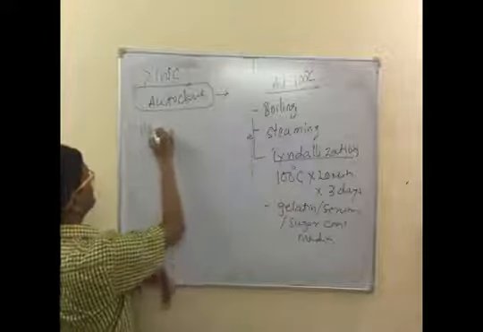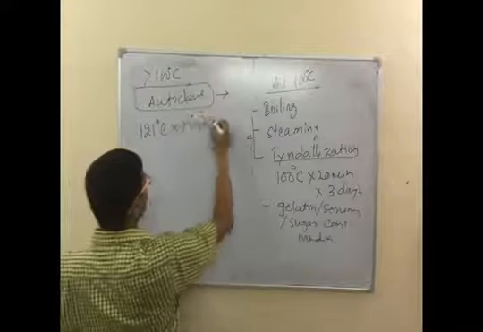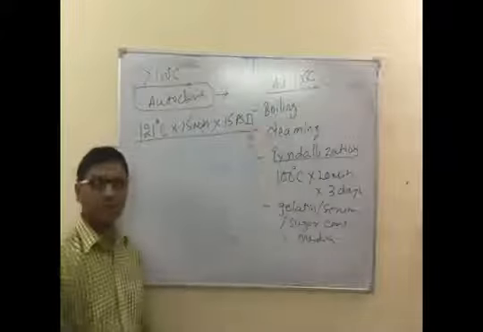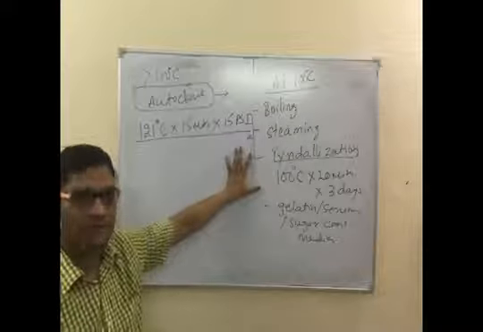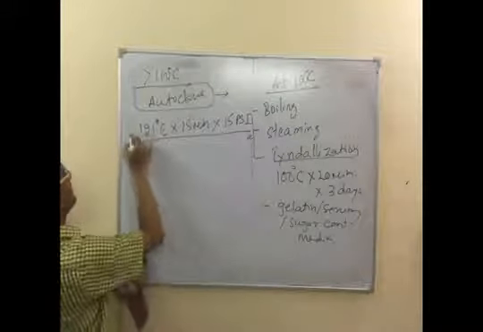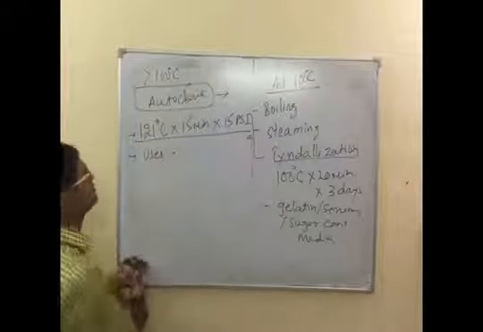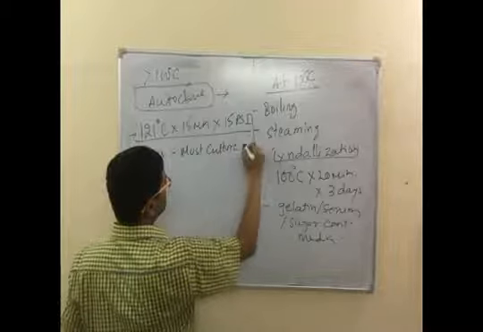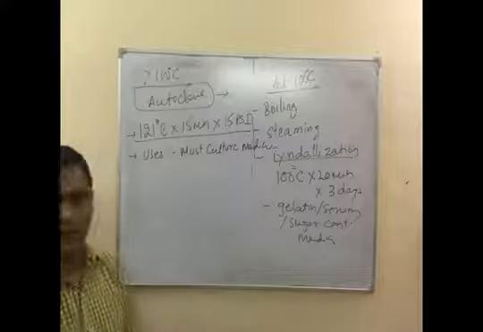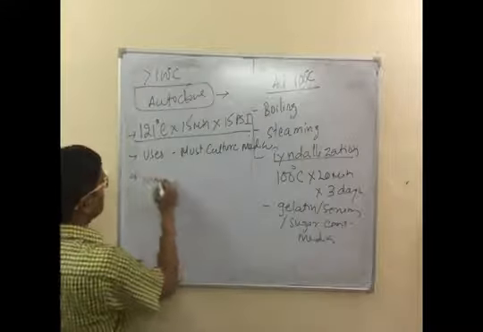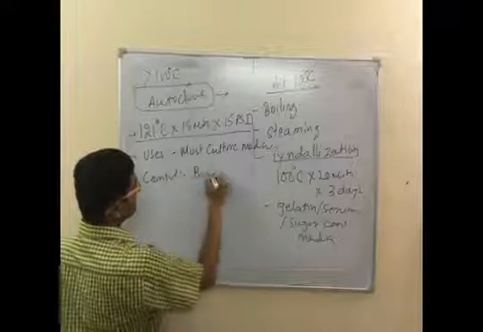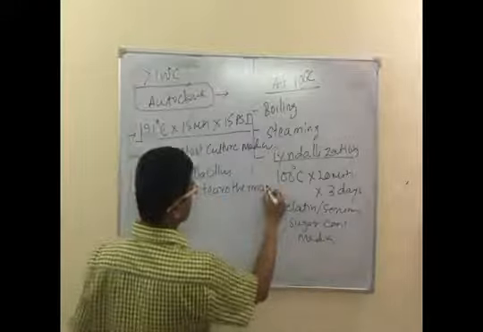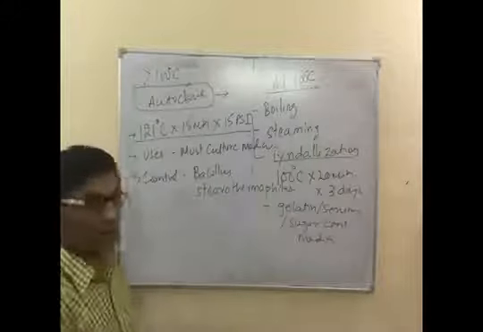And here the temperature to maintain is 121 degrees centigrade for 15 minutes at 15 psi pressure. So this is the most recommended temperature for the autoclave: 121 for 15 minutes at 15 psi pressure. And autoclave is used for sterilization of most of the microbiological culture media, which can withstand higher temperature. The biological control of sterilization for autoclave is Bacillus stearothermophilus.